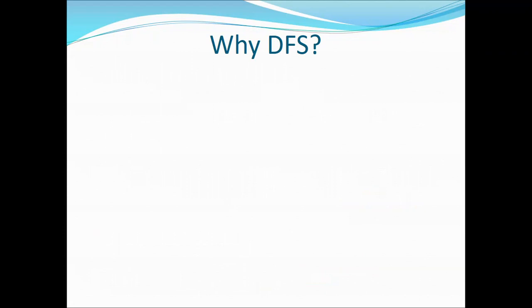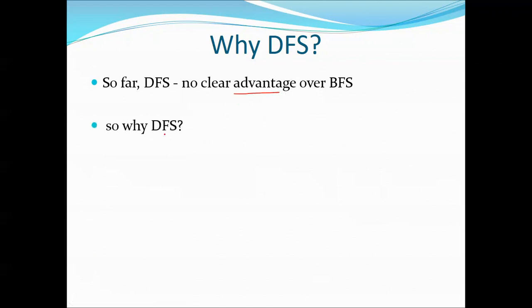So far, whatever we have discussed about DFS is mostly negative information. In infinite state space, both the versions of DFS, graph search and tree search, were not complete, and both the versions of DFS were not optimal. Then why should we use DFS at all? So far we don't have any clear advantage of DFS over BFS. So why should we use DFS? The reason is space complexity. Actually, DFS has a very much reduced space complexity than BFS.